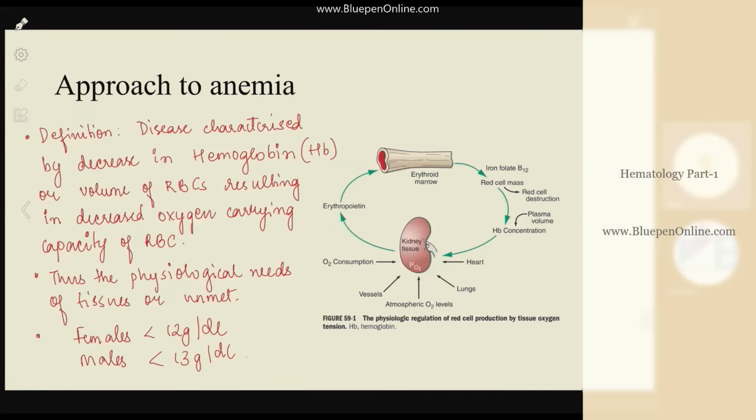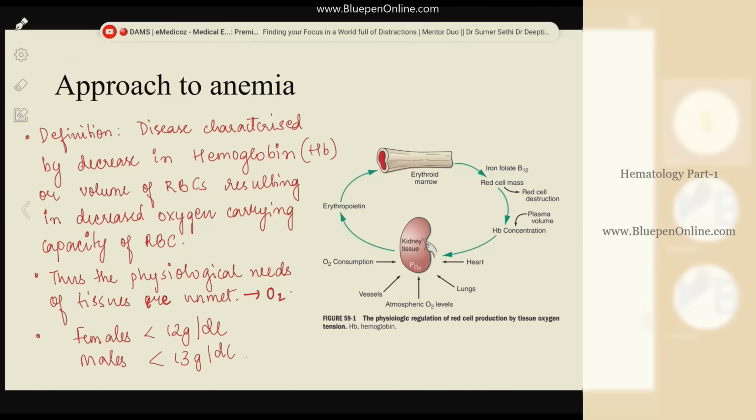So going to the topic proper, what is the definition of anemia? The disease is characterized by decrease in hemoglobin or volume of RBCs, resulting in decreased oxygen carrying capacity of a red blood cell. Thus, the physiological needs of tissue are unmet. So what do I mean by physiological needs of the tissue? I mean to say the O2 requirement of the tissue is unmet.